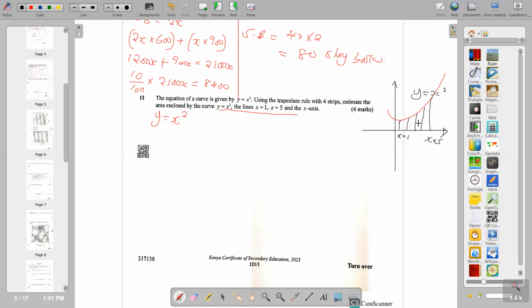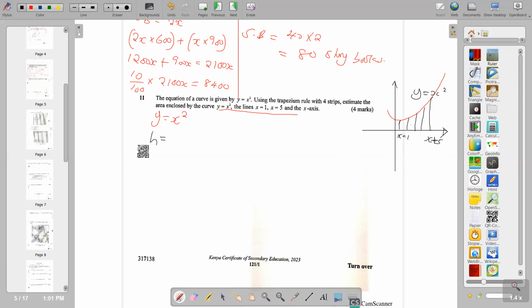1, 2, 3, 4. Now the space is known as the strip. So meaning that we need now to find the value of x here. For you to get that one, you need to get what is known as the height. So height is equal to the range.